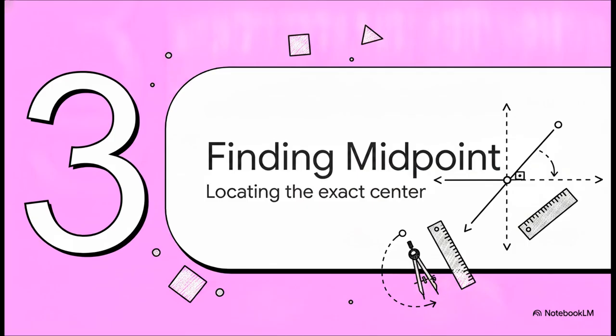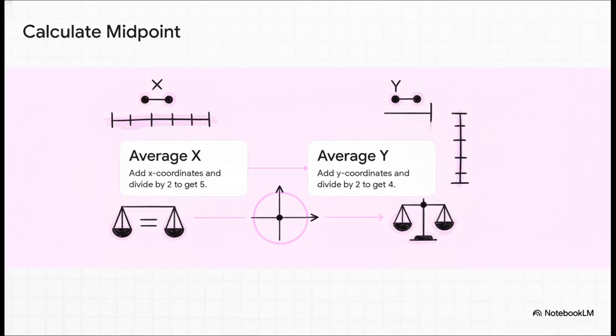Section 3. Finding the midpoint. With our total distance established, let's figure out the exact center of our line segment. Finding the midpoint is really just about finding the balance point, or the mean. It's simply a matter of averaging your coordinates. Step 1, look at the horizontal spread. Add the x-coordinates together, so 2 plus 8 equals 10, and divide by 2, which gives us an x-coordinate of 5. For step 2, we do the exact same thing for the vertical. 4 plus 4 is 8, divided by 2 gives us 4.